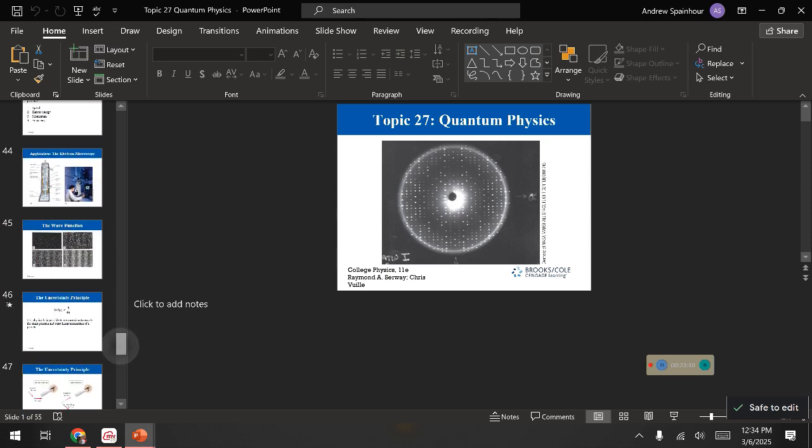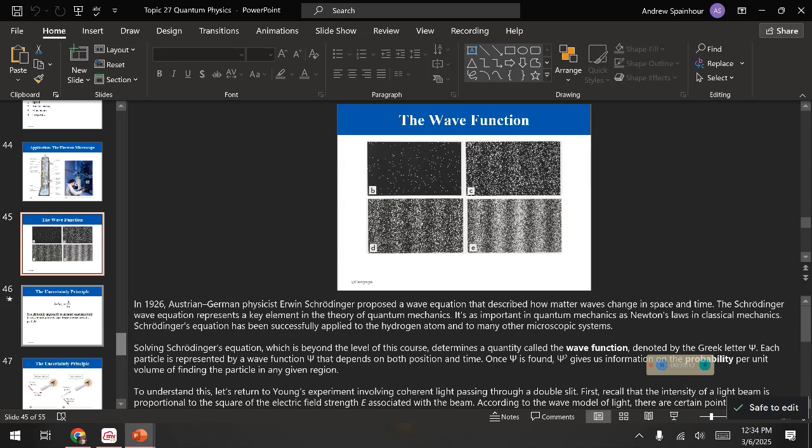Where is it at? Right here. In 1926, Austrian-German physicist Erwin Schrödinger, if you have heard of Schrödinger's cat, this is essentially his baby: the wave function. He proposed the wave equation that describes how matter changes in space and time. Schrödinger's wave equation represented a key element in the theory of quantum mechanics, and is as important to quantum mechanics as Newton's laws are in classical mechanics. Schrödinger's equation has been successfully applied to the hydrogen atom and many other microscopic systems.